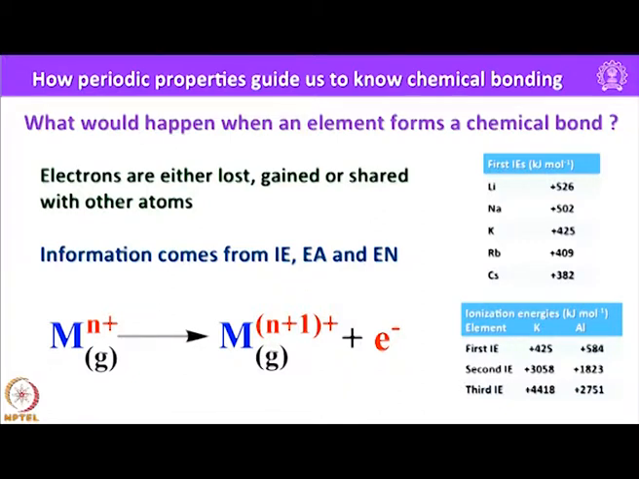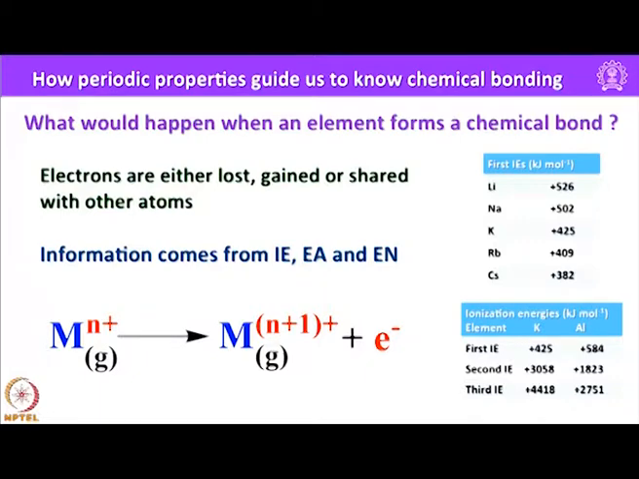For example, look at the first ionization energy of lithium, that is plus 526, and for sodium it is plus 502. In the case of potassium it is plus 425, in the case of rubidium it is plus 409, and in the case of cesium it is plus 382. So, certainly you can observe a trend. The trend is that ionization energy is decreasing down the group.